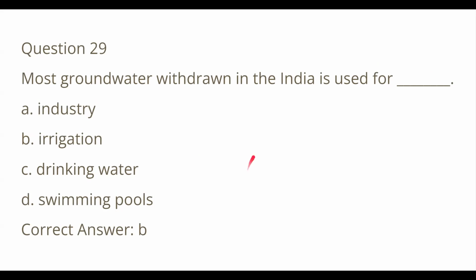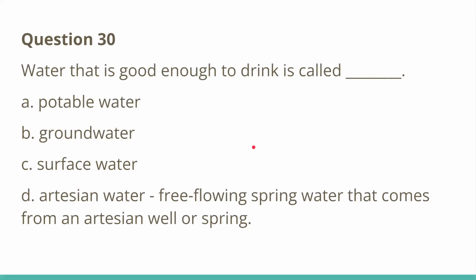It is irrigation. The last and final question for this session is: water that is good enough to drink, what is it called? Is it called potable water, groundwater, surface water, or artesian water?